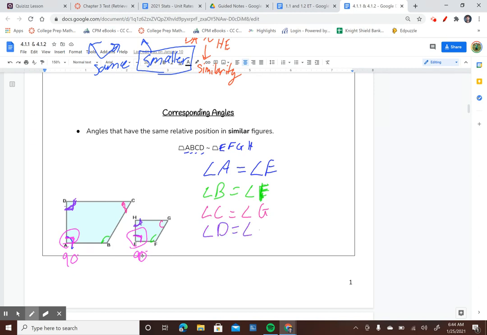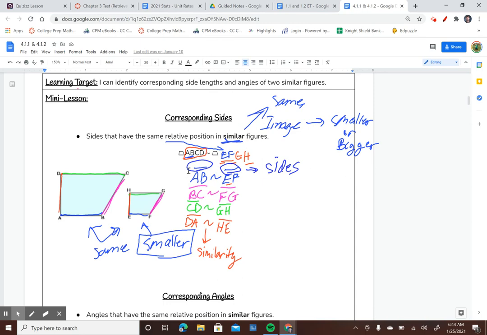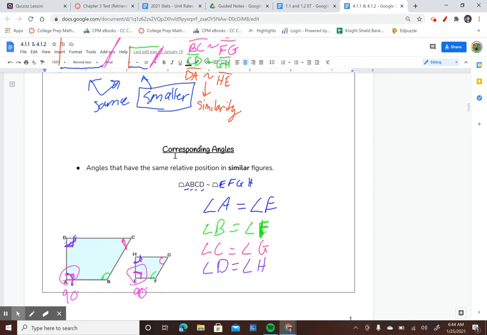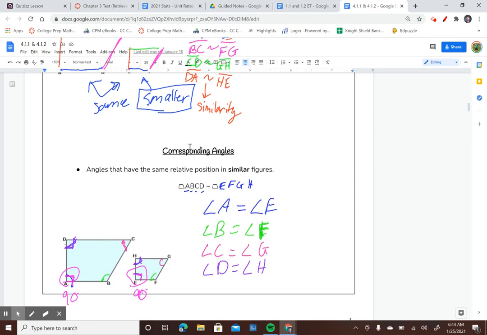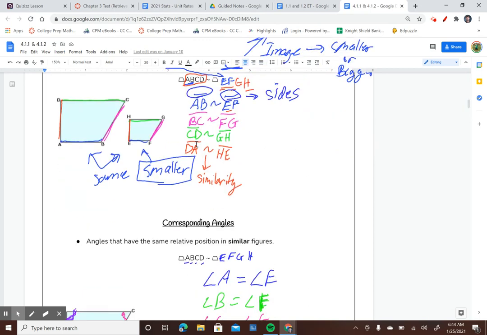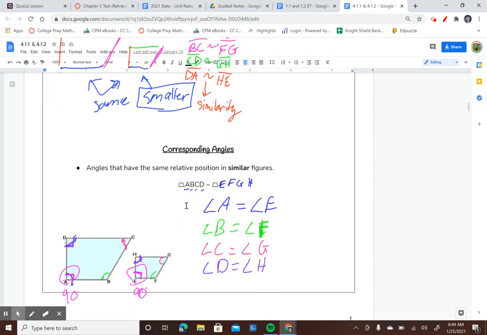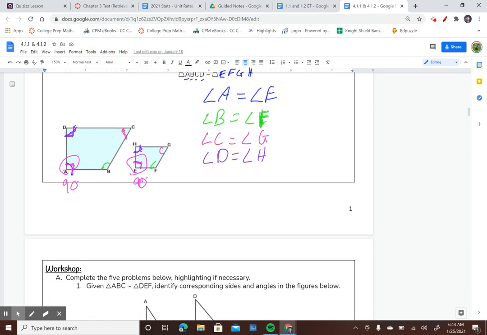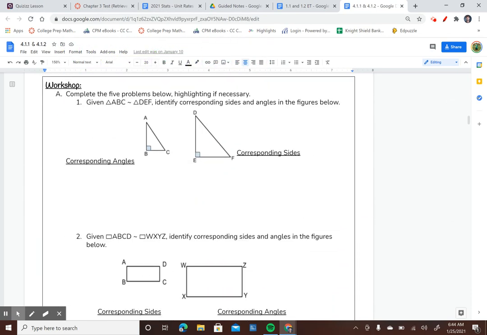So that's how we know that these quadrilaterals are in fact similar. They have sides that are in the same relative position as each other, and we have angles that are in the same relative position as each other. Okay, so we have corresponding sides and we have corresponding angles. It's the same shape, we have the same angle measure, but obviously one shape is a little bit smaller. One quadrilateral, the one on the right, the image, is smaller.